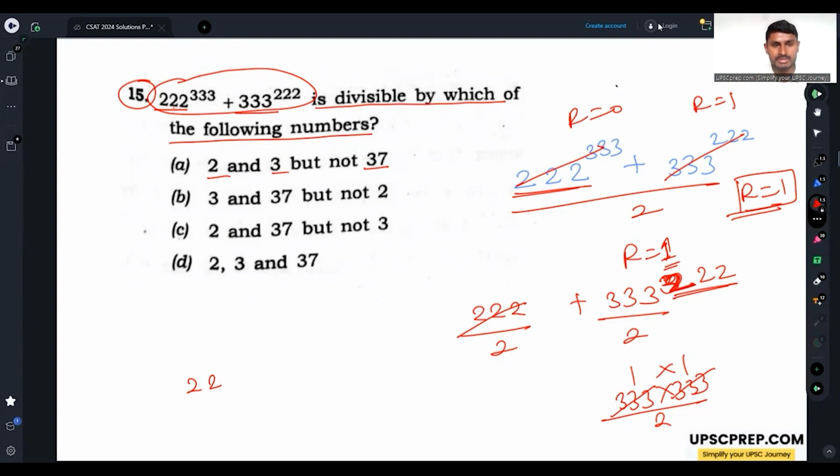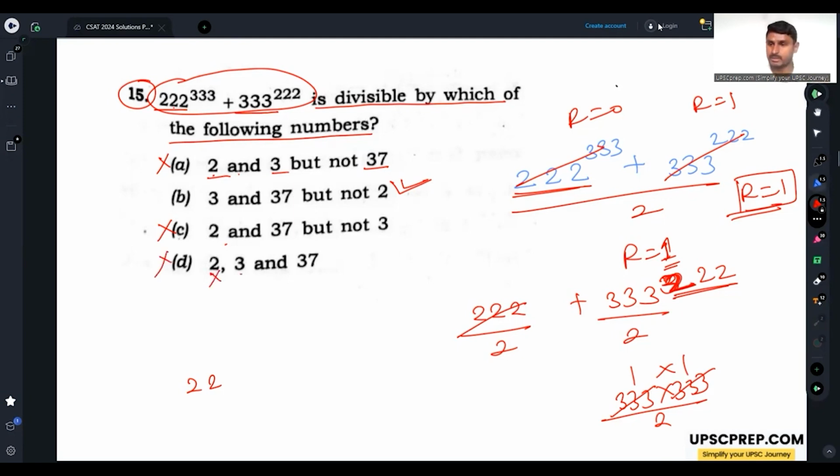See, in option A, what is happening: 2 and 3 but not 37. Okay, this option cannot be correct. 3 and 37 but not 2, this can be the correct option. 2 and 37 but not 3, this is also a wrong option because here it is saying that it is divisible by 2. We checked, it is not divisible by 2. 2, 3 and 37, so it is not divisible by 2, meaning option D also cannot be correct.